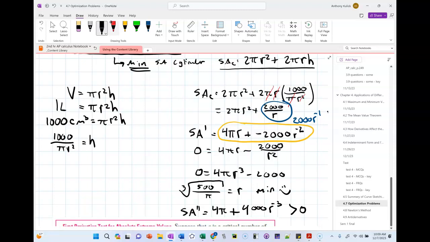And why did you know that second derivative is greater than 0? Because r has got to be positive, right? Because now you have positive plus positive. So it's got to be positive, right? That's going to be greater than 0 everywhere, as long as r is positive, which is r is always positive.